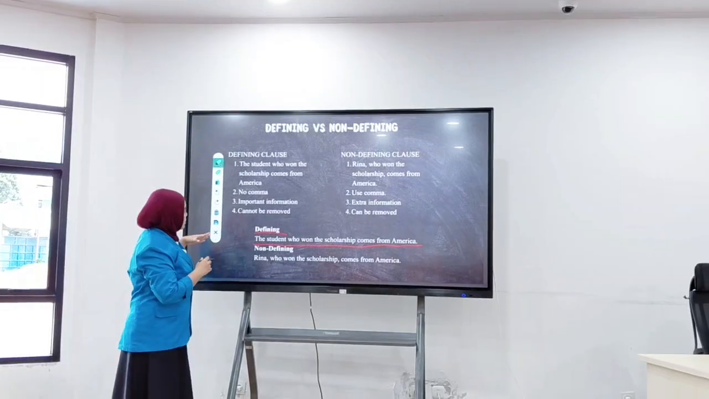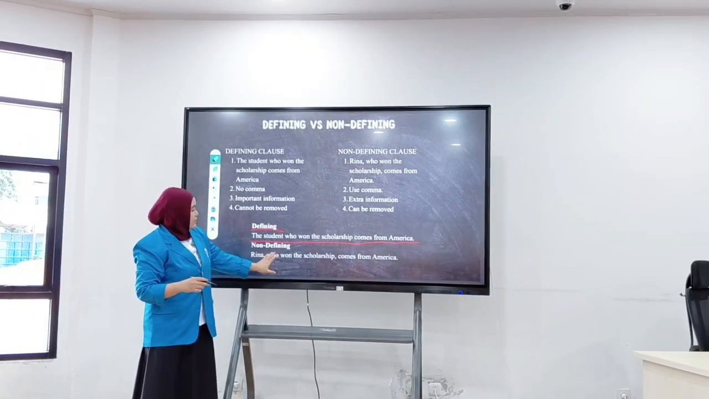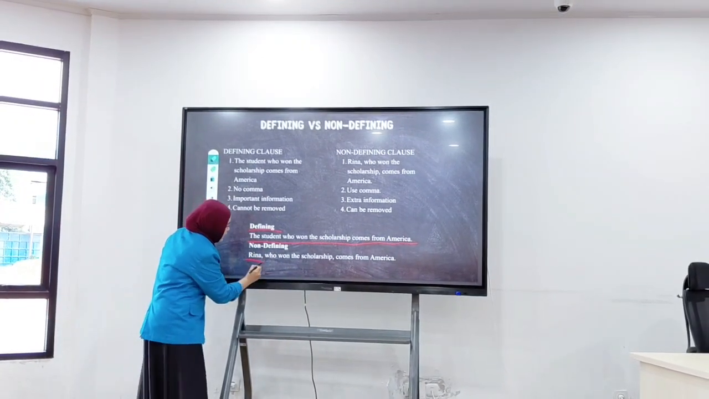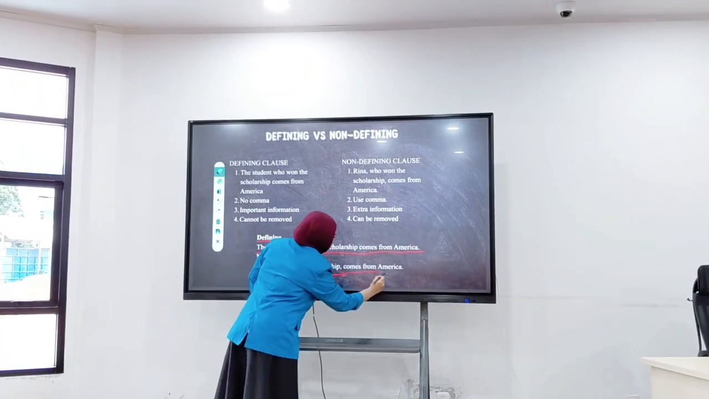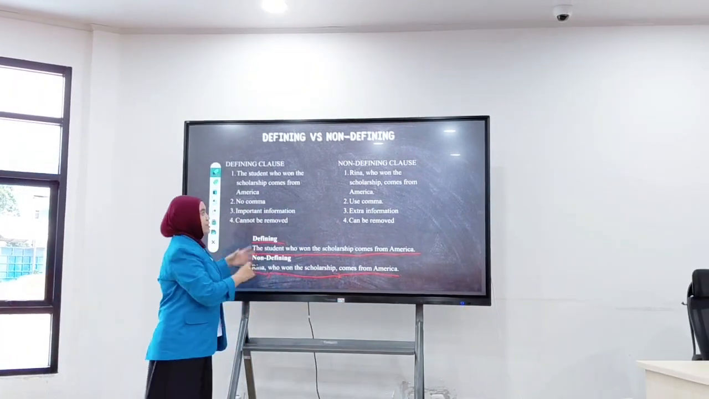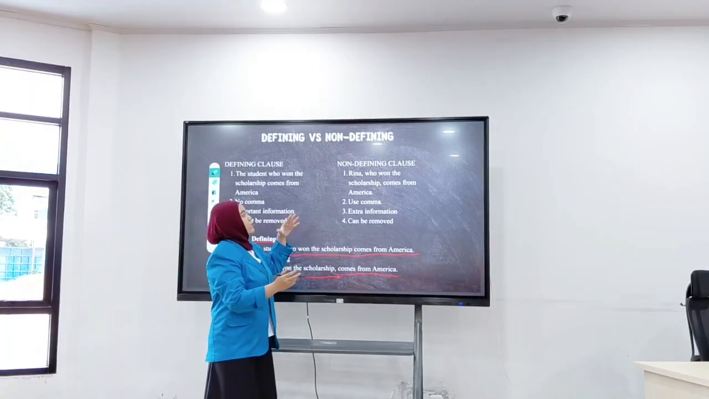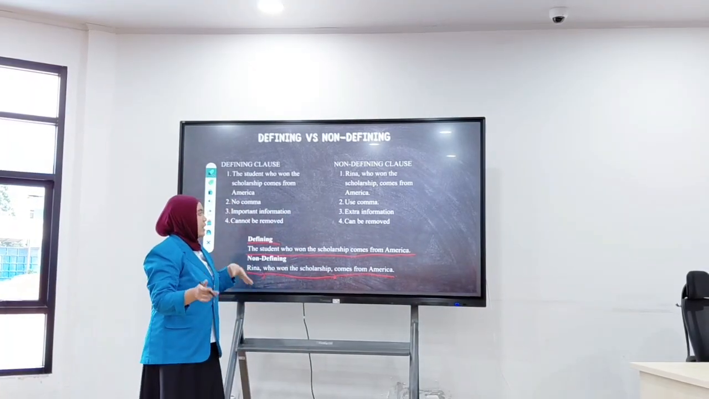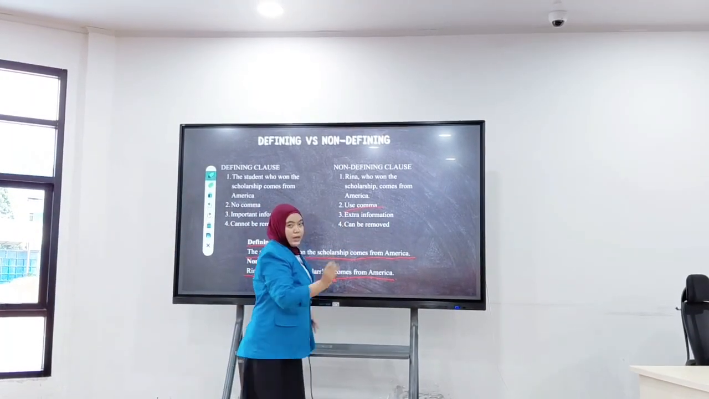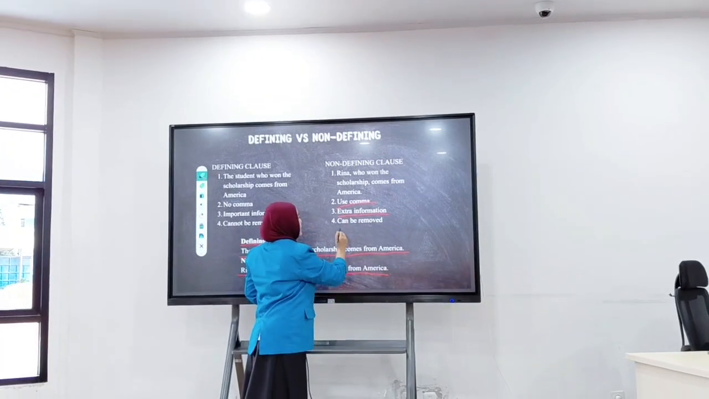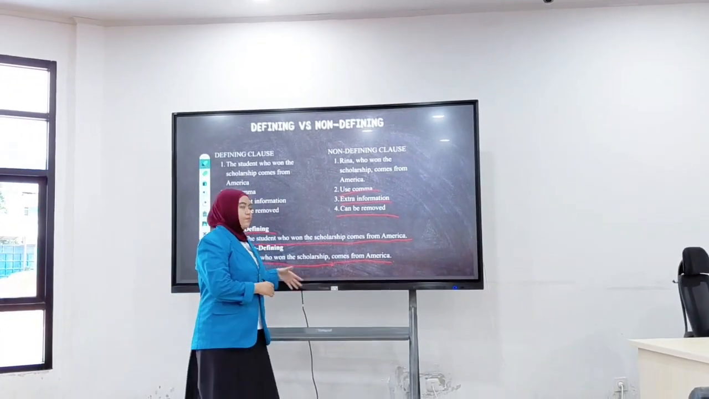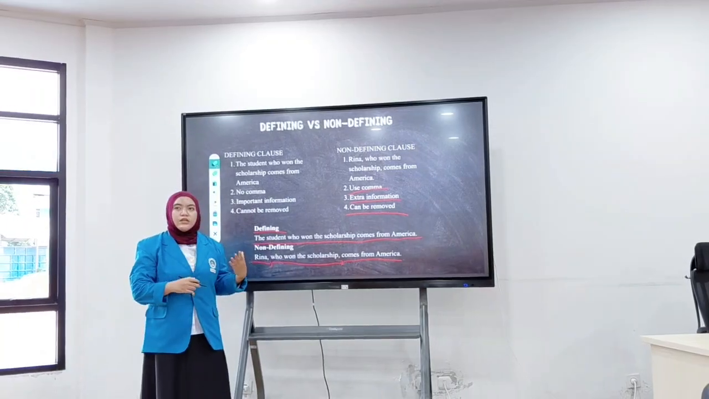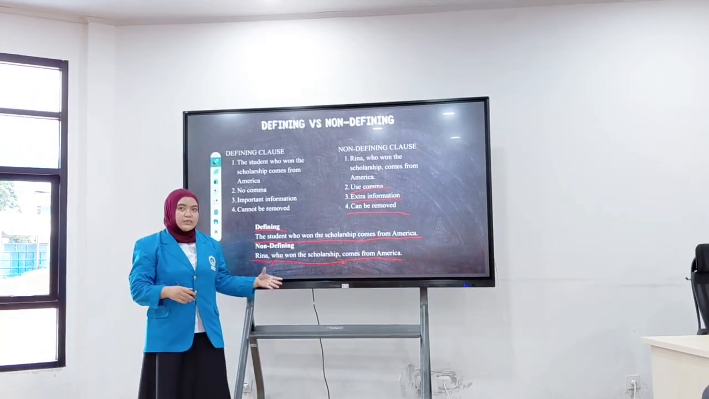And next example, a non-defining clause. Rina, comma, who won the scholarship, comma, comes from America. Non-defining clause: Rina, who won the scholarship, comes from America. It uses commas and gives extra information and can be removed. The clause can be removed because we already know who Rina is.